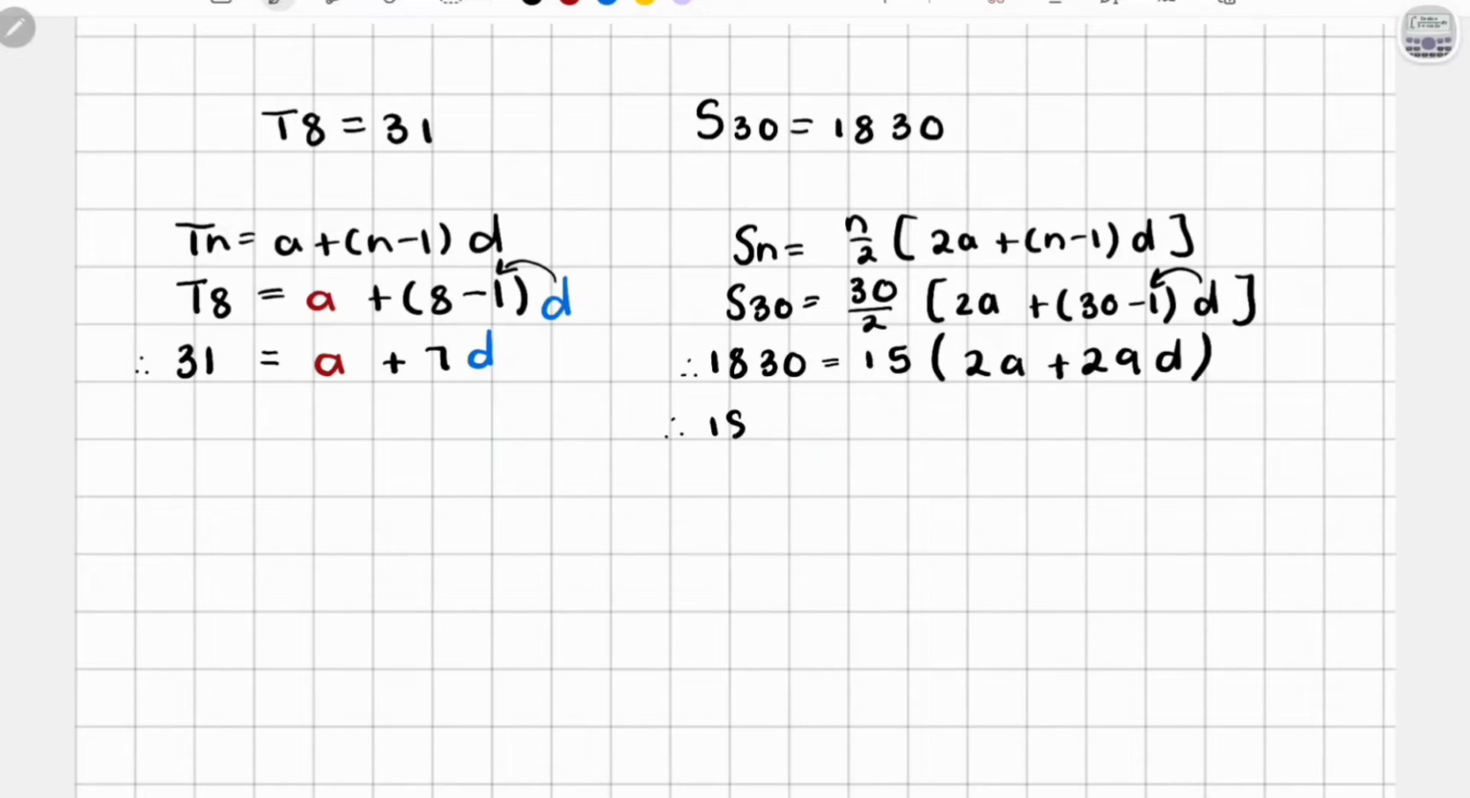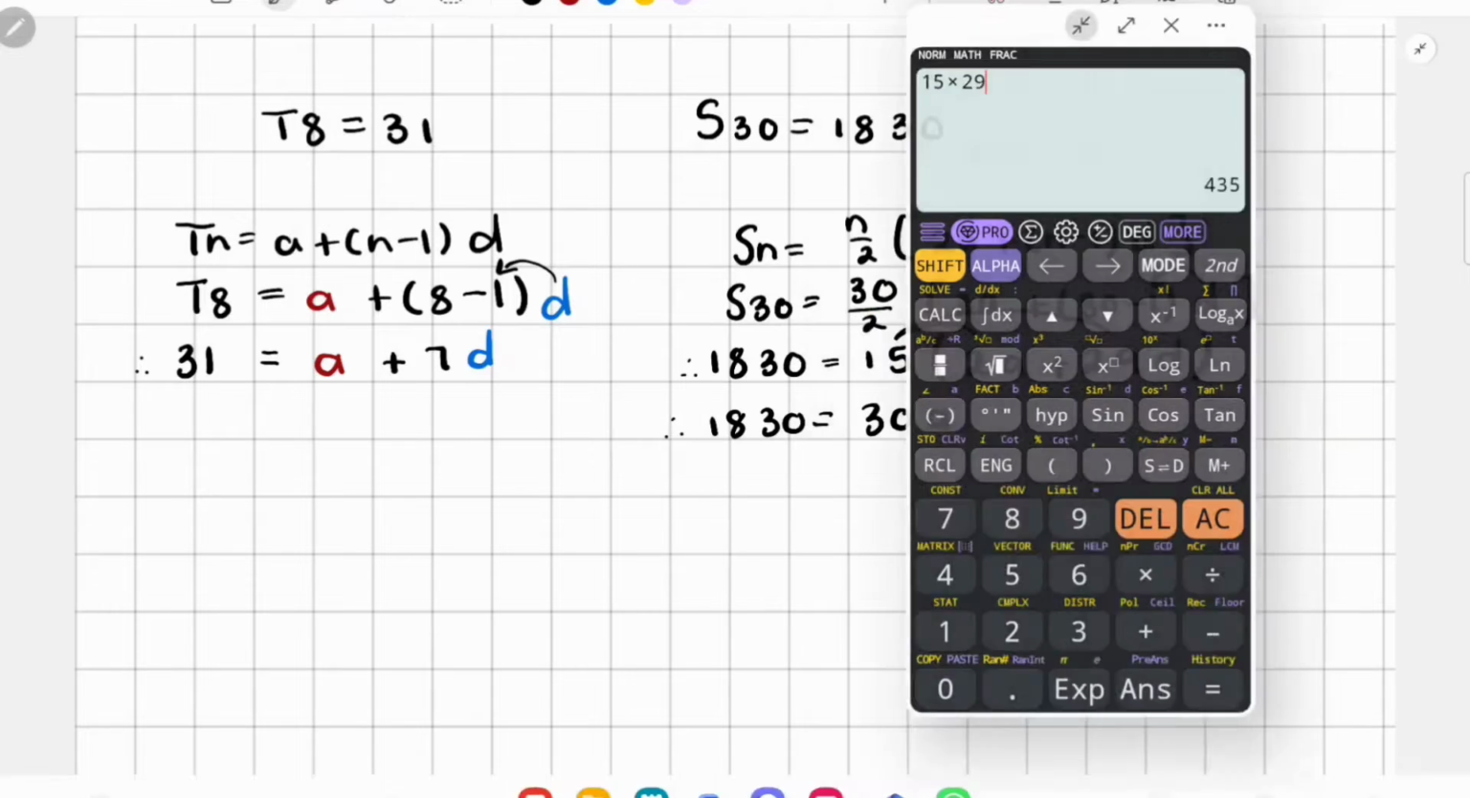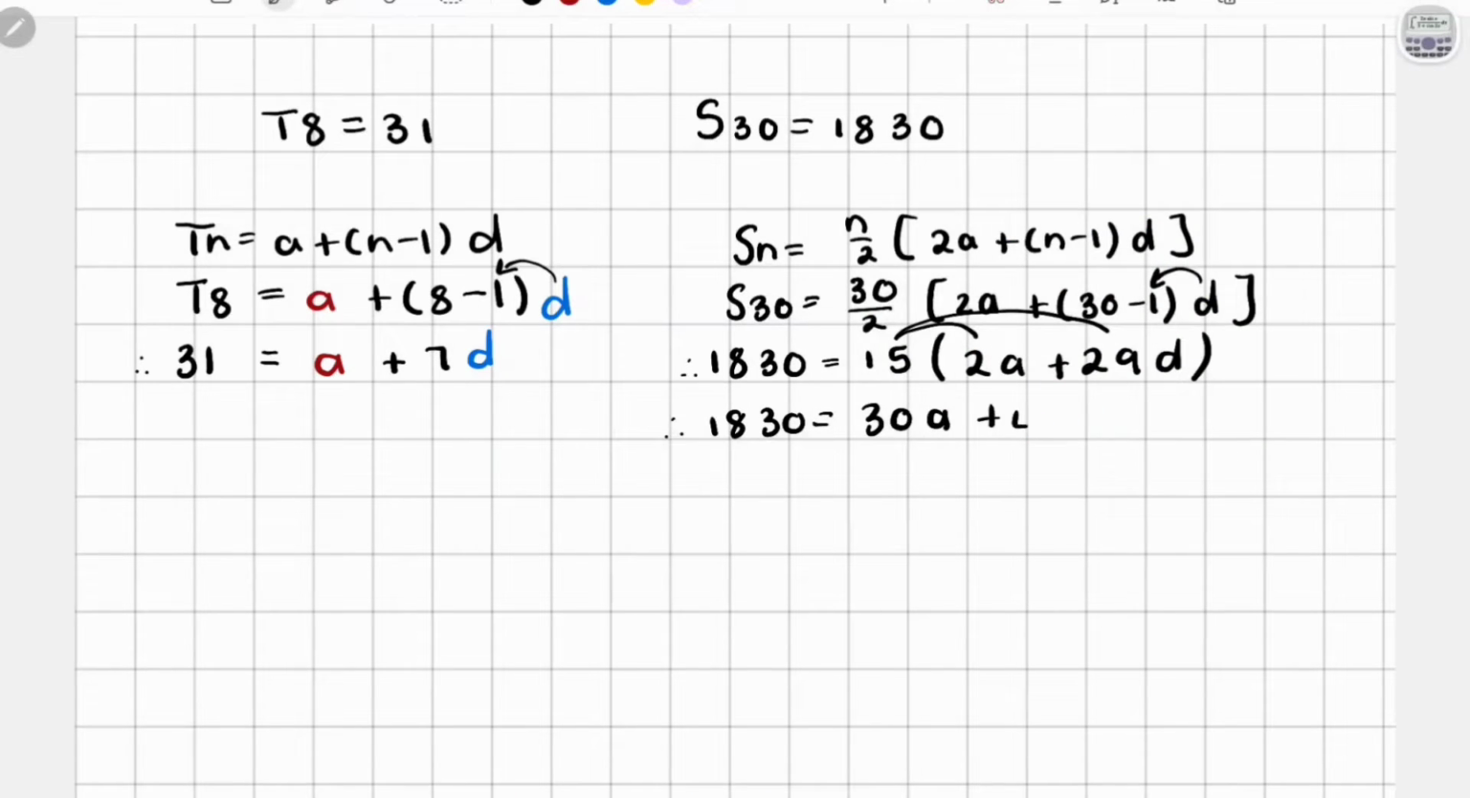Okay, so let's just distribute where we can. So so far we have 1830 is equal to, and let's multiply in. So 15 times 2a is 30a, and then 15 times 29, let's see what that is. So you see that is 435. So we're going to say plus 435d, and this is what we have so far. Okay, so do you see that we have two equations?